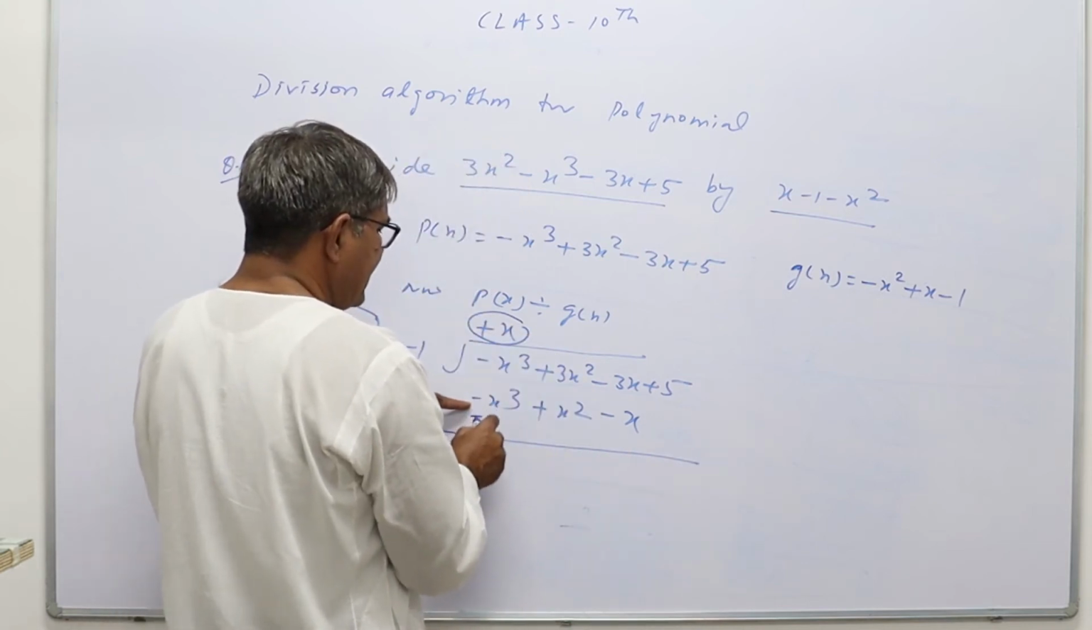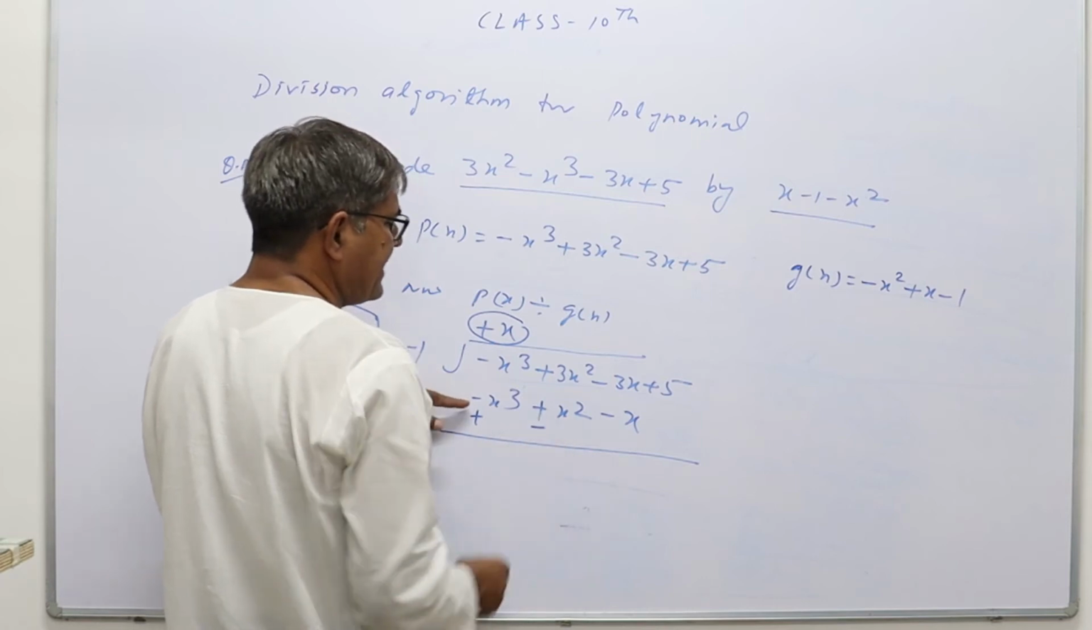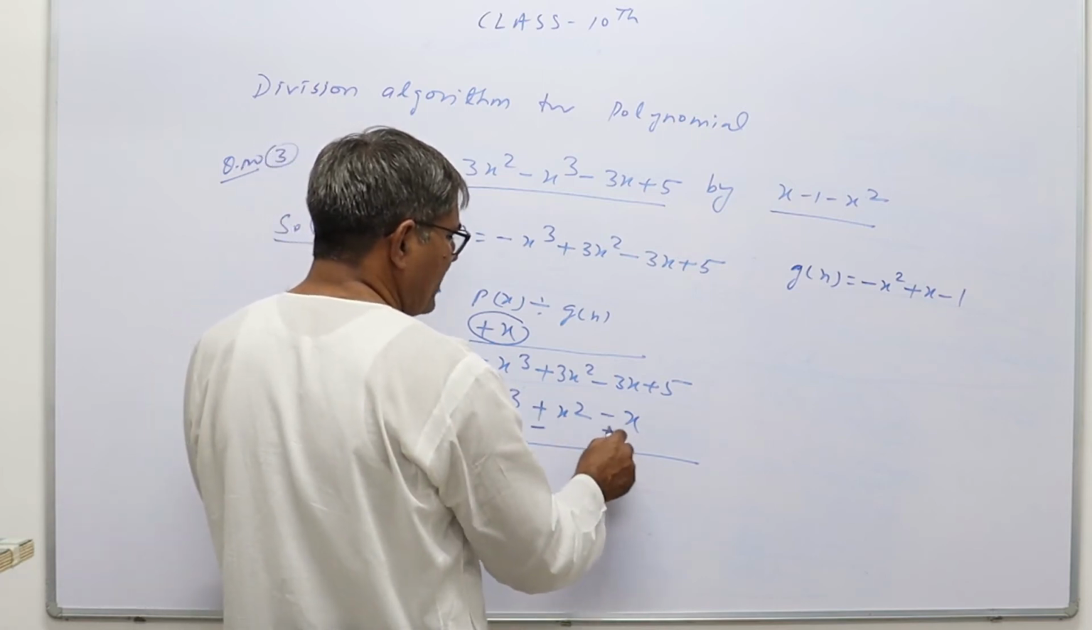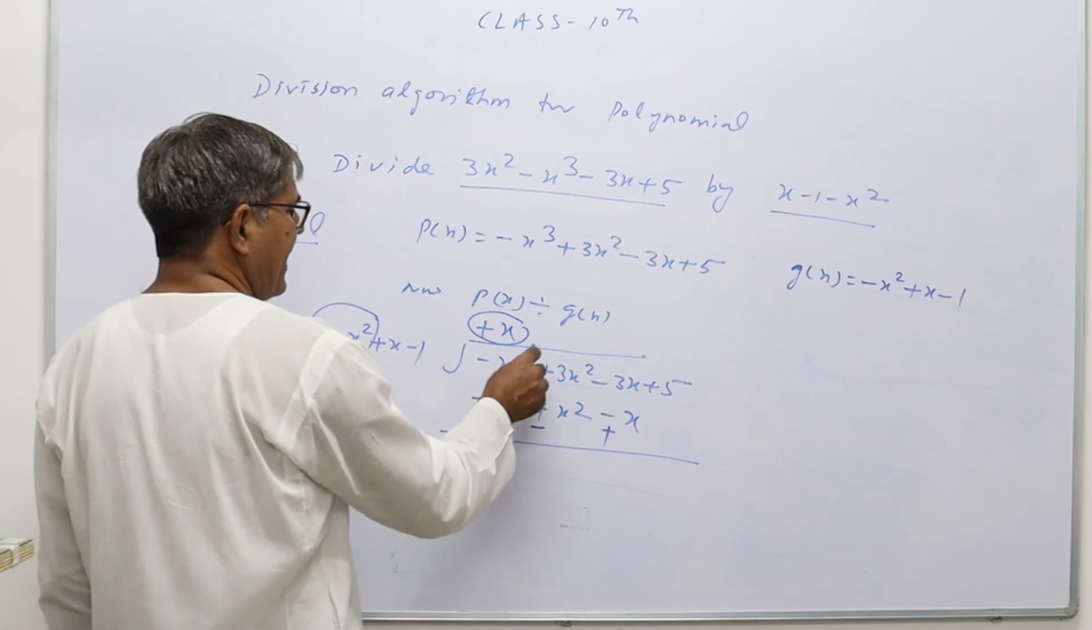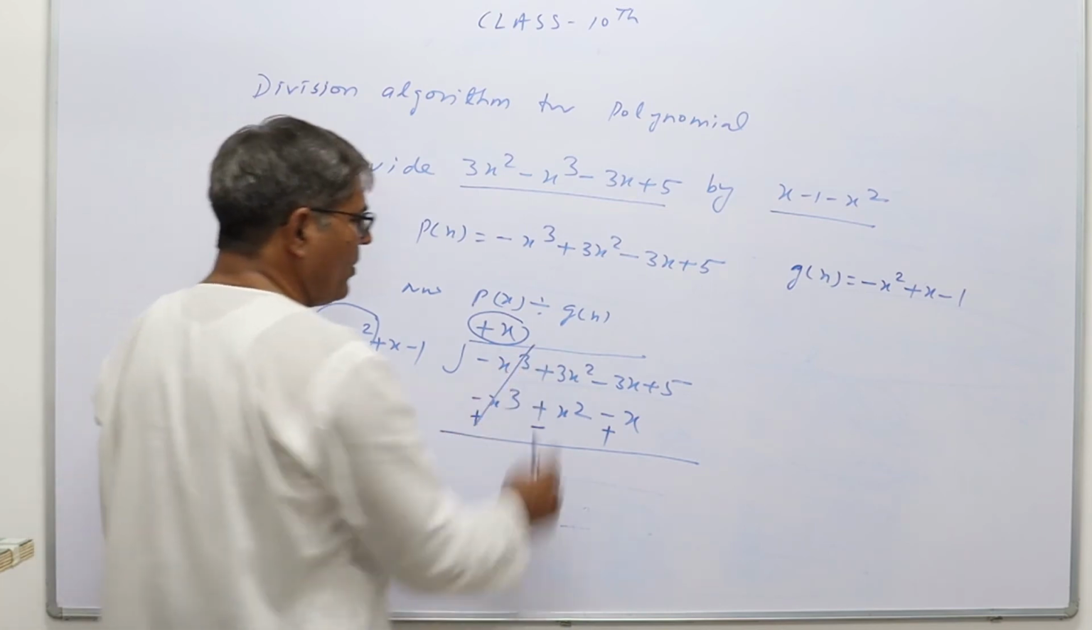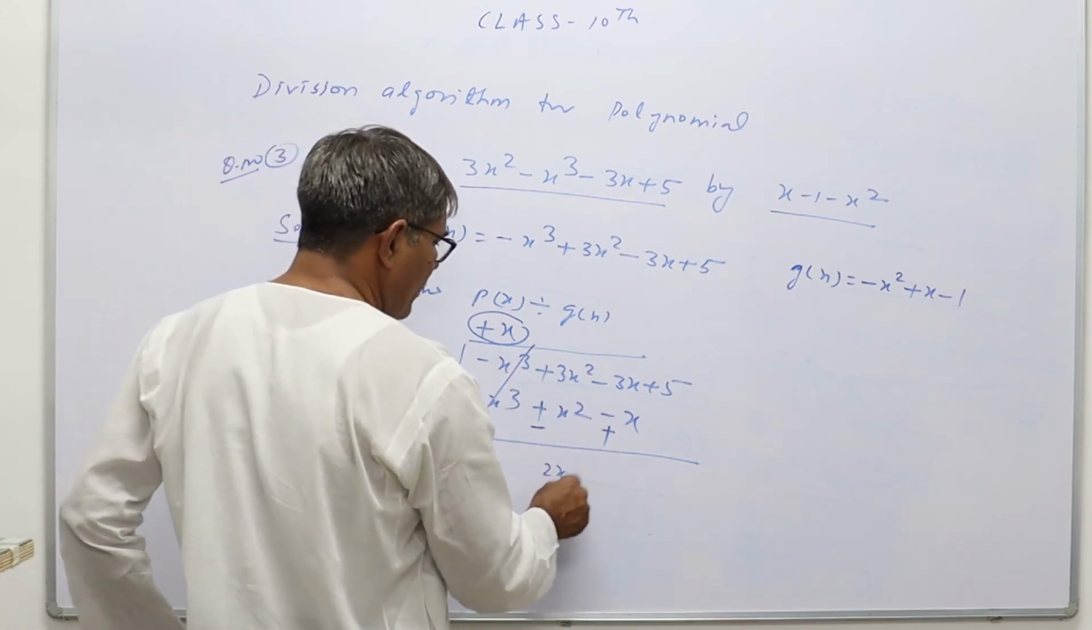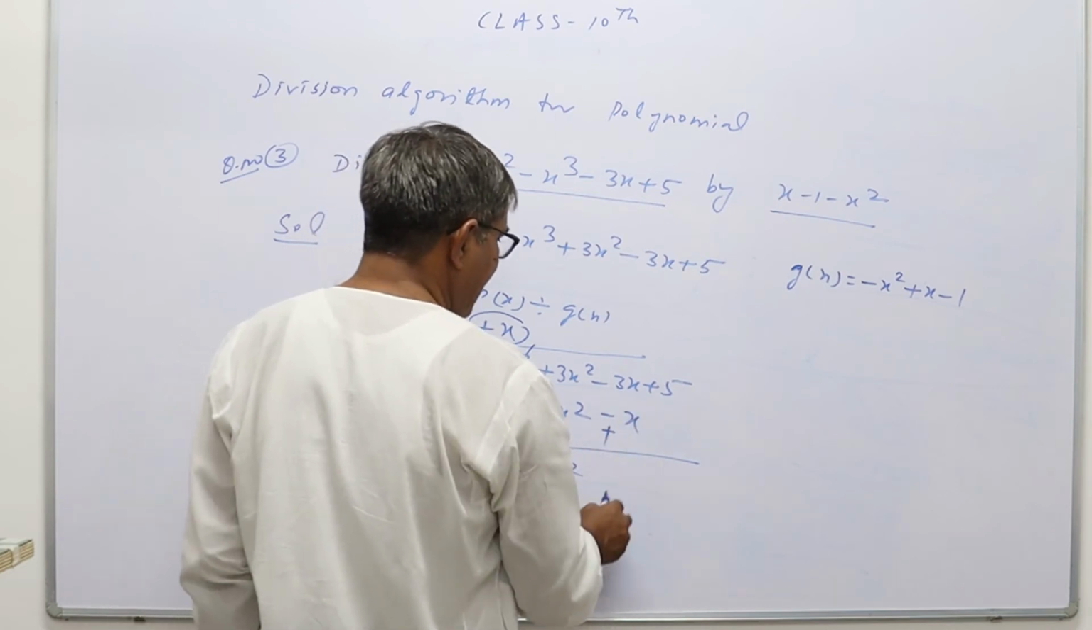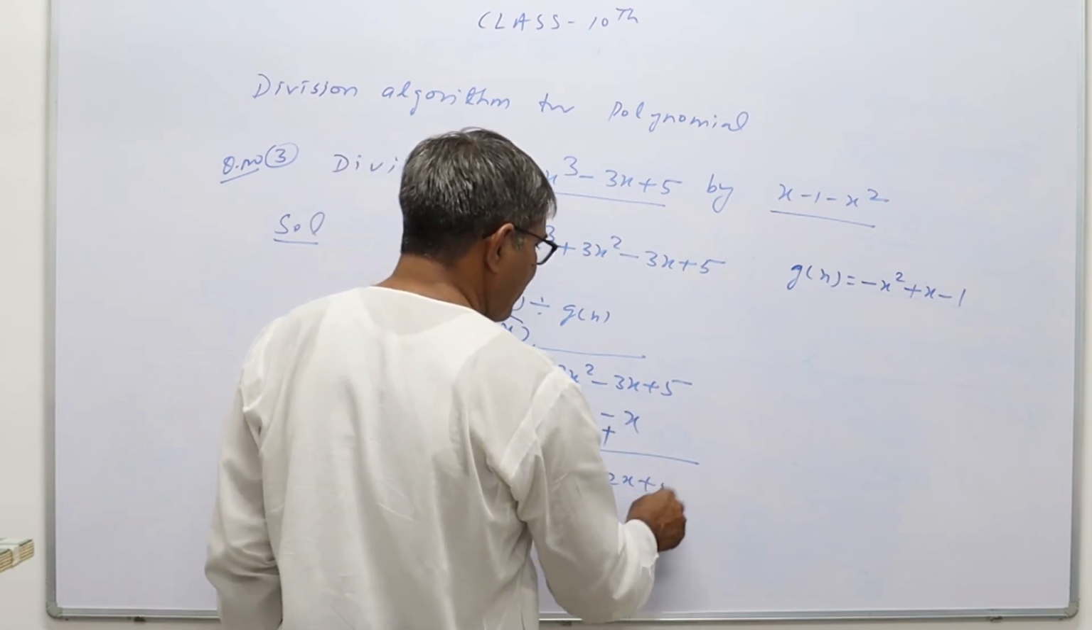So plus. Minus is here, so plus; plus is here, so change the sign to minus; then minus is here, so change to plus. Now minus x cube plus x cube will be cancelled out. 3x square minus x square, that is 2x square, minus 3x plus x, that is minus 2x plus 5.